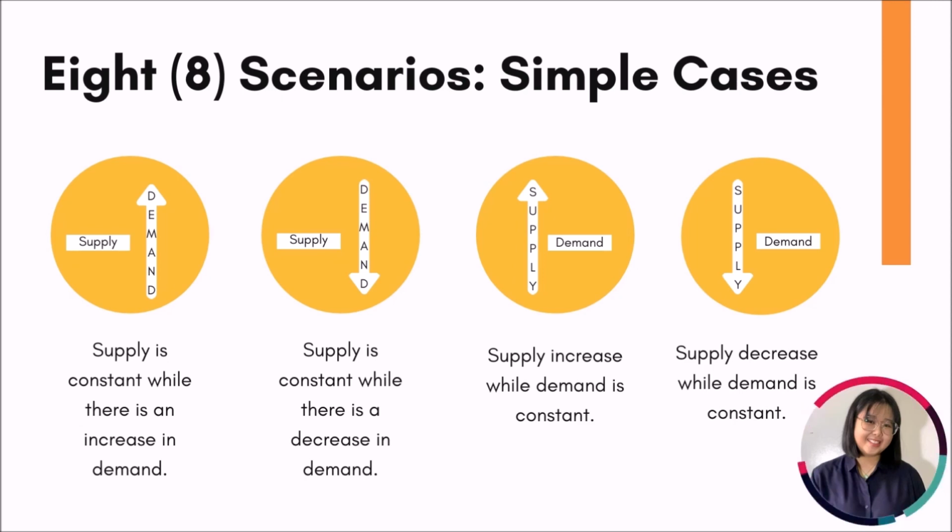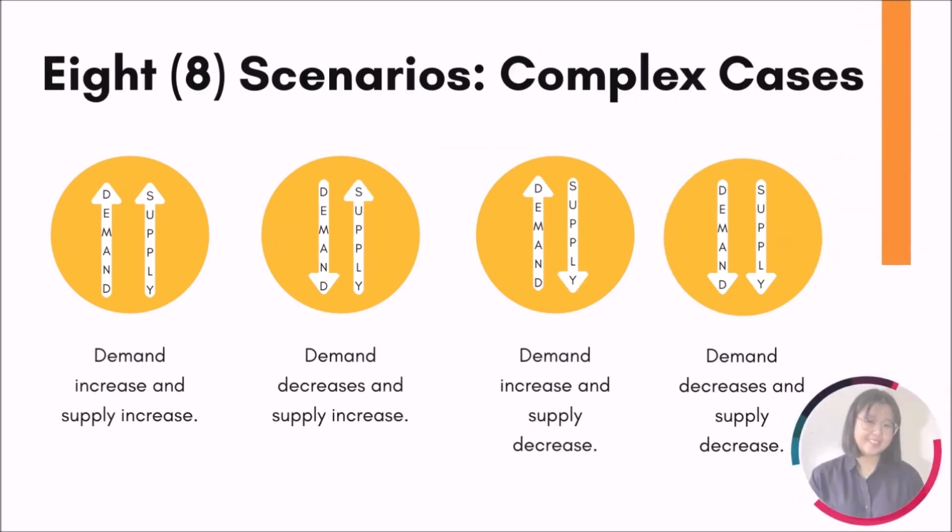Third is when supply increases while demand is constant. Given a constant demand, this change will increase the equilibrium quantity and will decrease the equilibrium price. Fourth, supply decreases while demand is constant. Given a constant demand, this change will decrease the equilibrium quantity and will increase the equilibrium price. Moving forward are the complex cases.